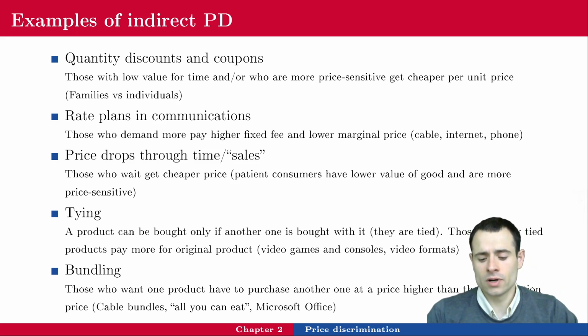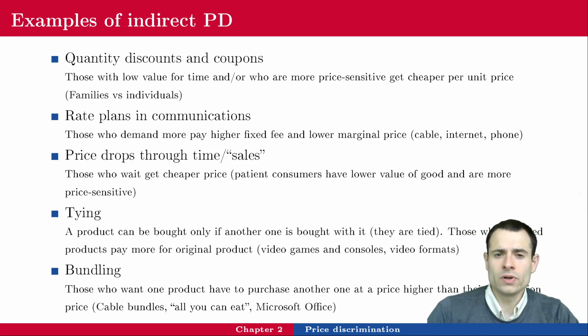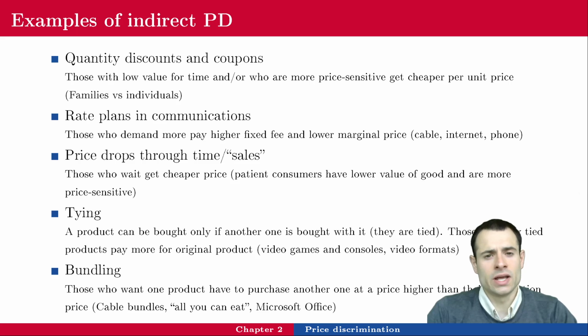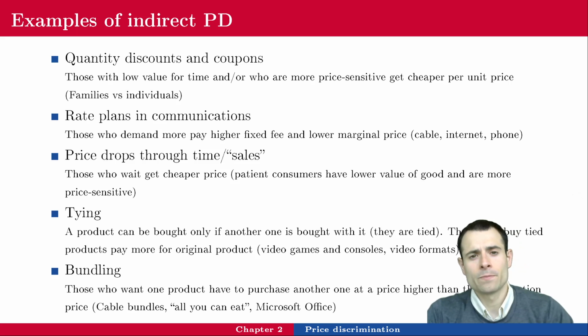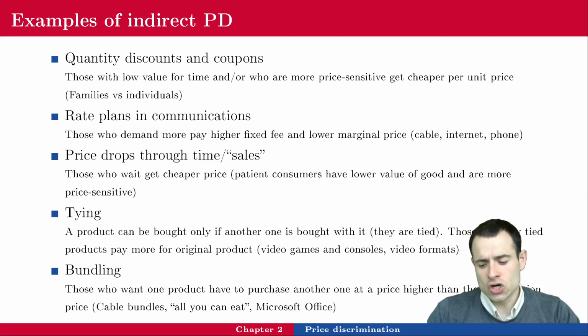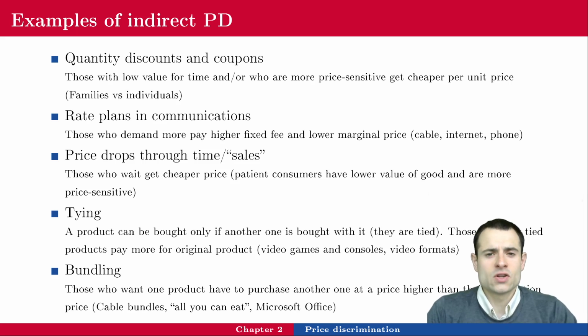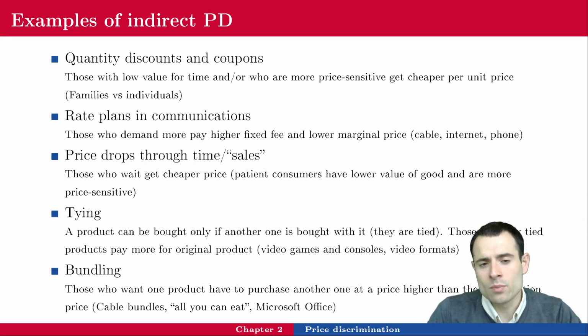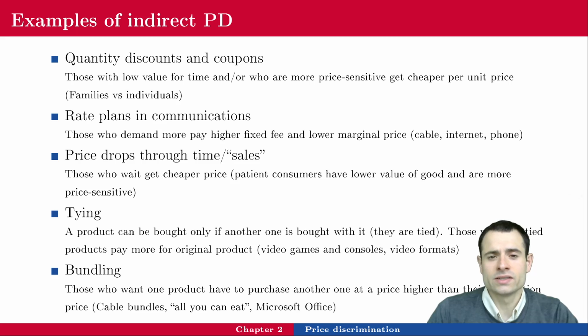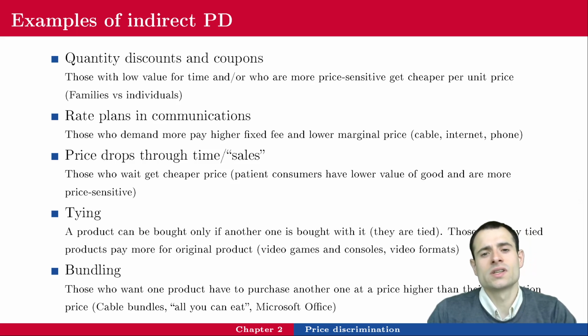It is the same for the Microsoft Office pack. Some people might be interested in Excel. Some people might be interested in PowerPoint. Some people might be more interested in Microsoft Word. By putting them together and charging an overall high price, the monopolist will be able to increase its profits as opposed to one price for Word, one price for Excel, and so on. All you can eat in restaurants follows the same logic.